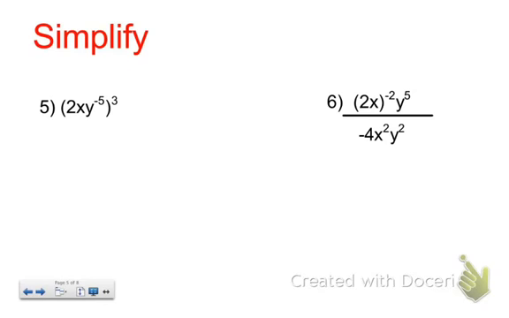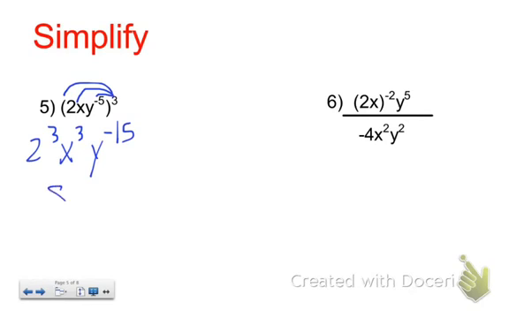Here we're combining some of our earlier rules. So we have (2x y to the negative 5th) cubed, and you have to make sure you distribute that 3 to all 3 parts. So we have 2 cubed, x cubed, and y to the negative 15th, because negative 5 raised to the 3rd power. We're going to multiply, power raised to a power.